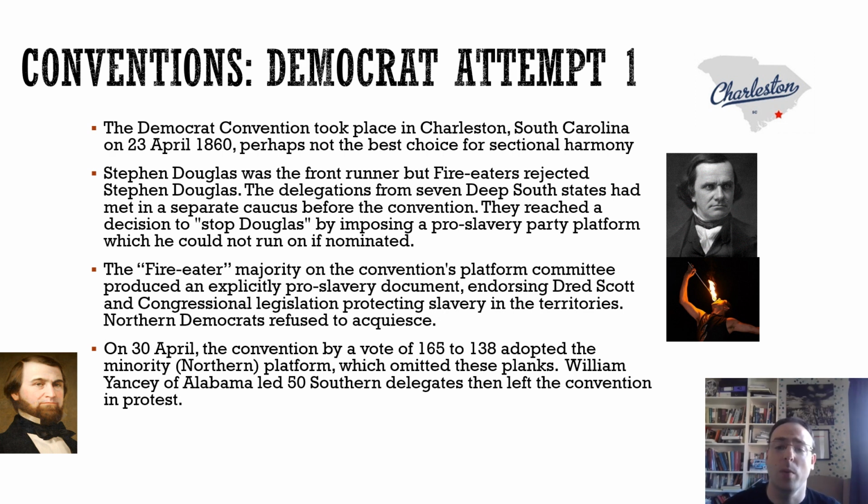They tried to impose a very pro-slavery platform, which would then mean even if Douglas won the nomination, that he wouldn't be able to run because he wouldn't be able to support the platform. They got control of the platform committee, and they produced a very explicitly pro-slavery document, endorsing the Dred Scott decision, protecting slavery in the territories.